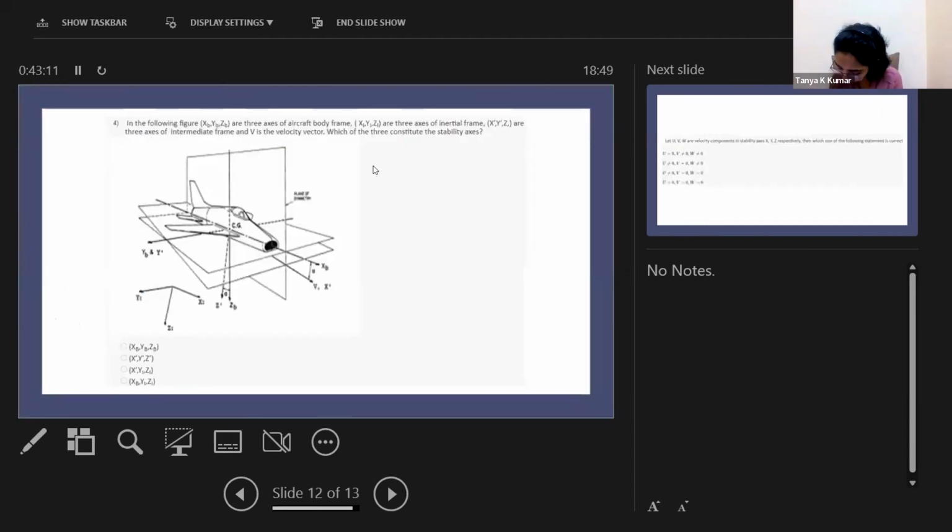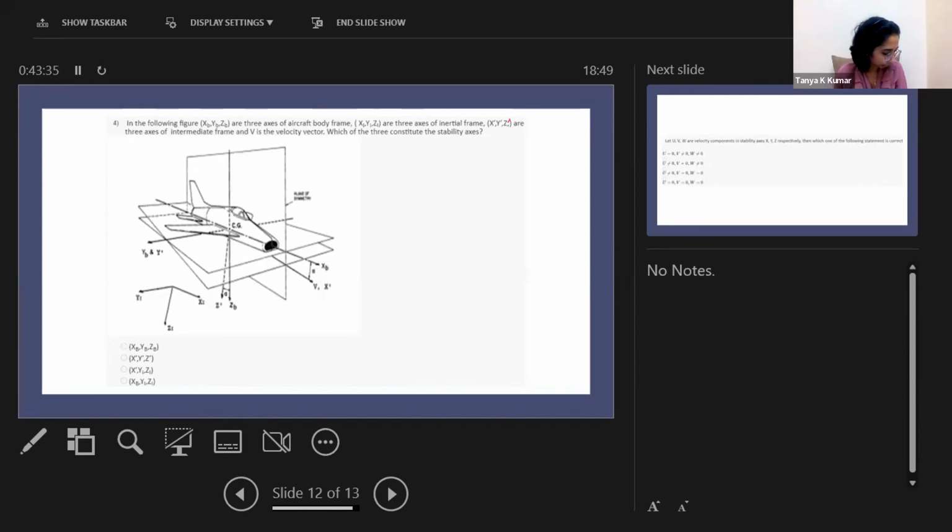In the following figure, XB, YB, ZB are the three axes of an aircraft body frame. XI, YI, and ZI are the three axes of the inertial frame. X dash, Y dash, Z dash, that should have been Z dash, are the three axes of the intermediate frame, and V is the velocity vector. Which of these three constitute the stability axis?